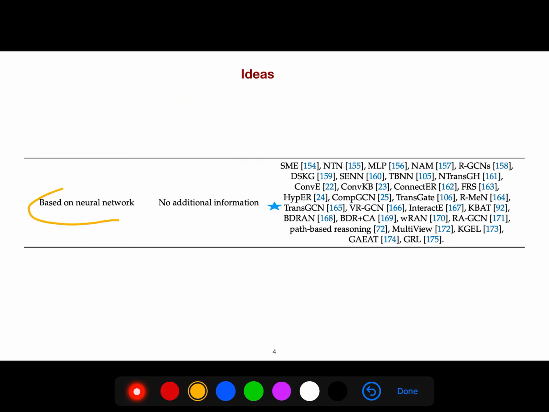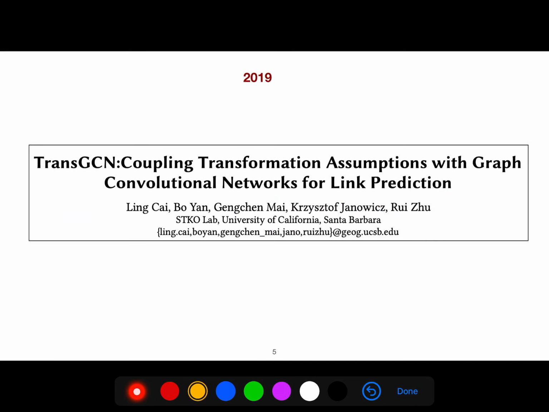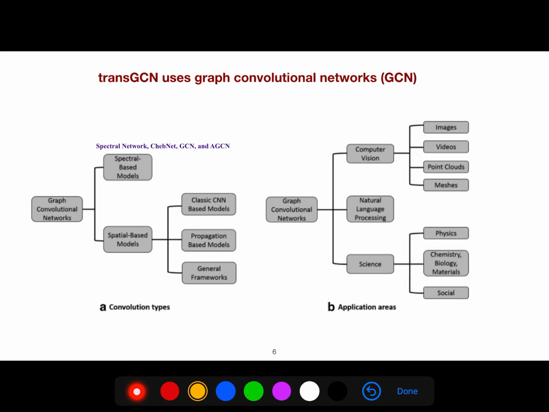But if you want to use neural networks, like graph neural networks, in this lecture I'm explaining TransGCN, Trans Graph Convolutional Network. And this is the idea. This is the article, again, by these nice researchers: coupling transformation assumptions with graph convolutional networks for link prediction. So first I should explain graph convolutional networks. Of course, I have a playlist for graph neural networks. I explained graph attention. Now I'm explaining graph convolutional networks.